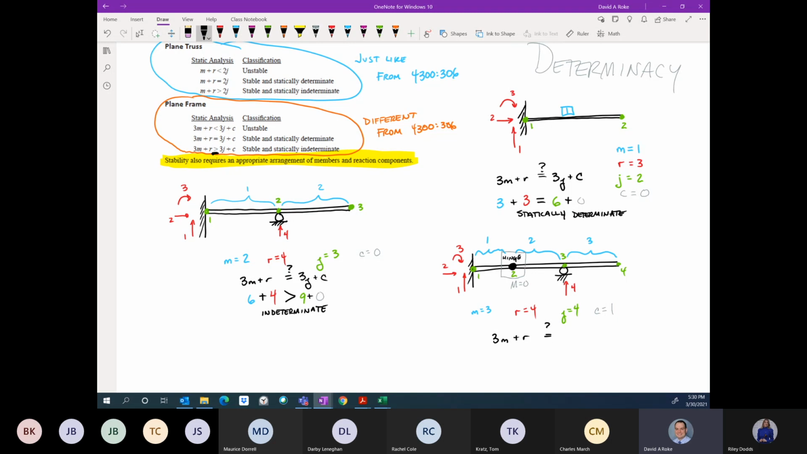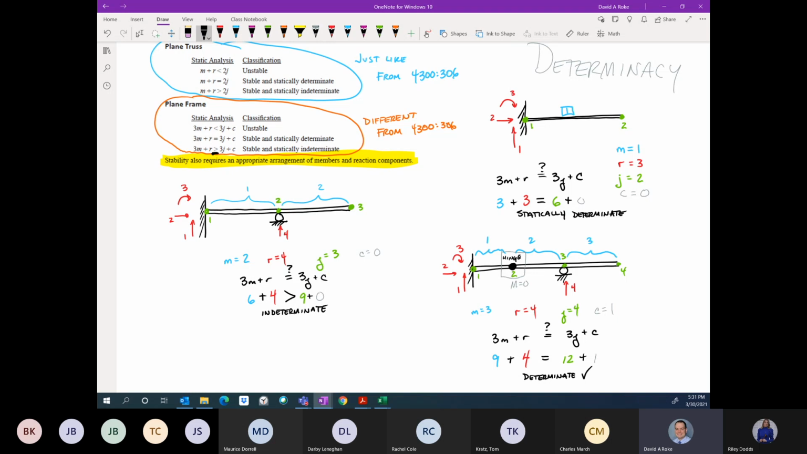3m plus r versus 3j plus c. All right, so we're at 3m, 9, plus our number of reactions is 4. 3j is 12, plus our number of condition equations, 1. 13 is equal to 13. This is a determinate structure because the left side and right side are equal to one another. So it's all about counting.